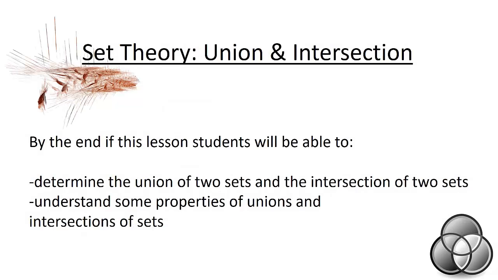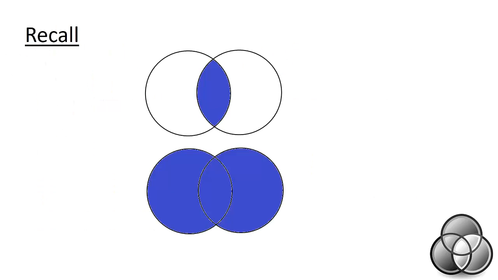In this lesson, we will look at two operations that we can do with sets, union and intersection. At the end of this lesson, we will develop a few properties of these two operations. Recall that for our connectors "and" and "or," we have the following two diagrams. If you need a quick refresher, check out the Venn diagrams video.